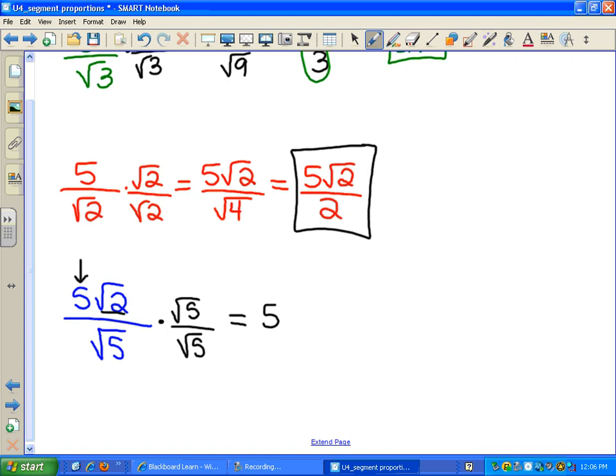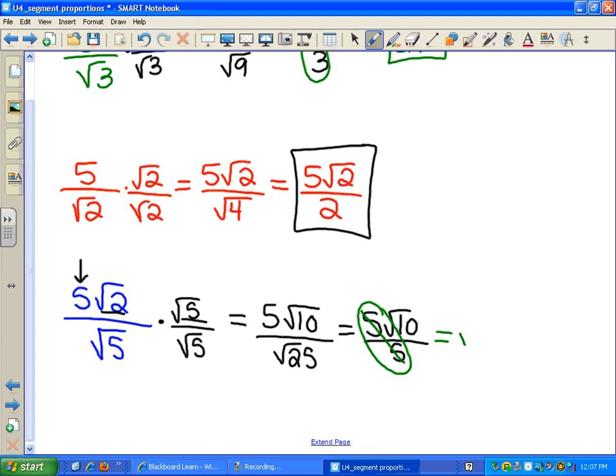But then I have the square root of 2 and the square root of 5, which gives me the square root of 10. And on the bottom, square root of 5 times square root of 5 is square root of 25. I'm going to simplify 5 square roots of 10 over, well, square root of 25 is 5. These two numbers are both not in square roots, and I know 5 divided by 5 cancels, right? It just ends up being 1. So my answer is the square root of 10.